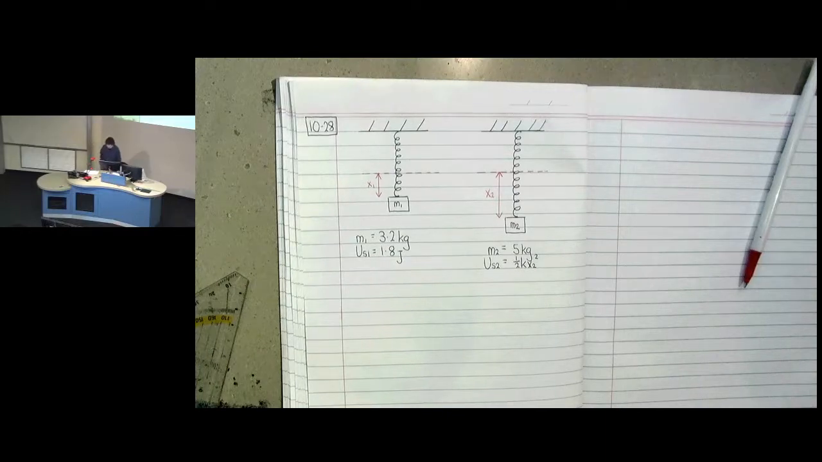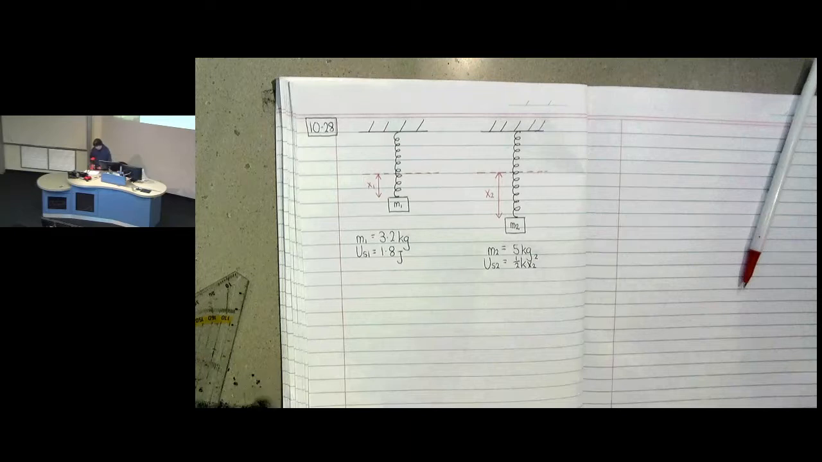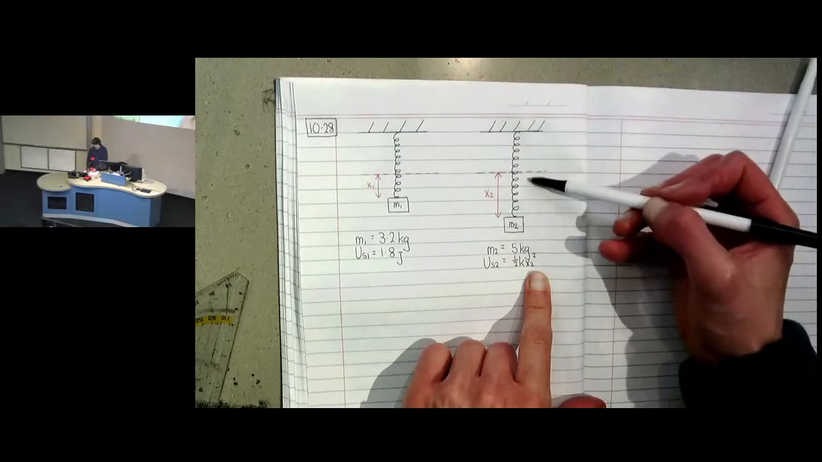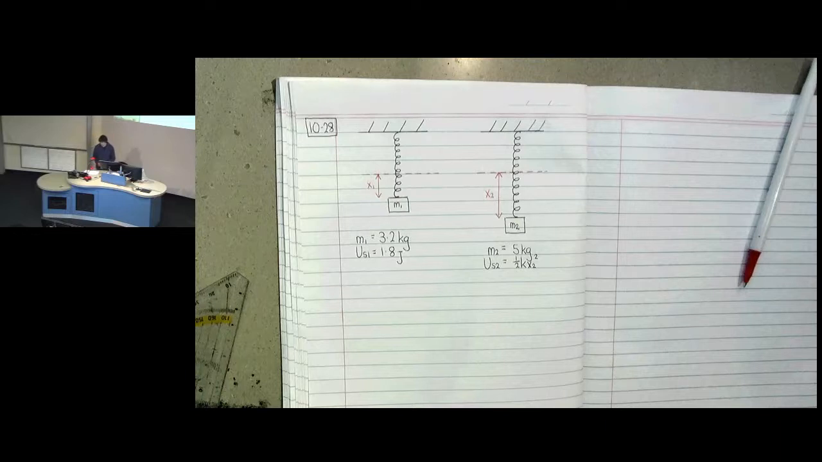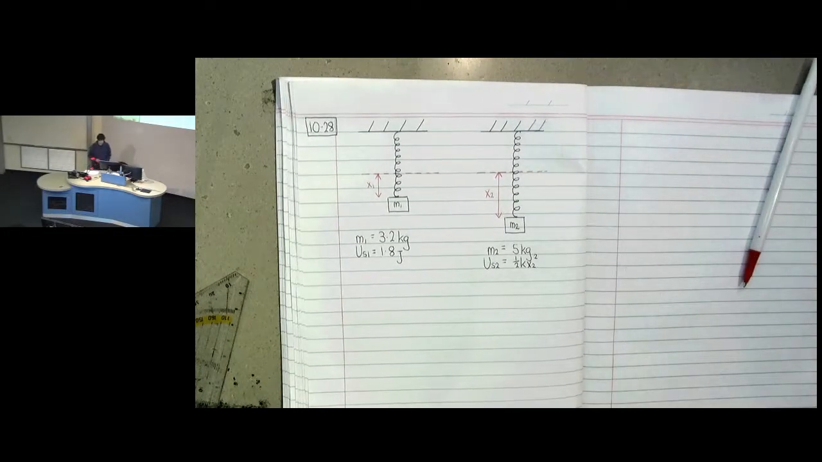But hopefully, from the information they've given us for the case of block 1, we can figure out what the spring constant is. And hopefully, if we can figure out what that is, we can then figure out the amount by which this spring is stretched in the case of the 5 kilos being attached to the end of it, which will then allow us to get what the elastic potential energy is.